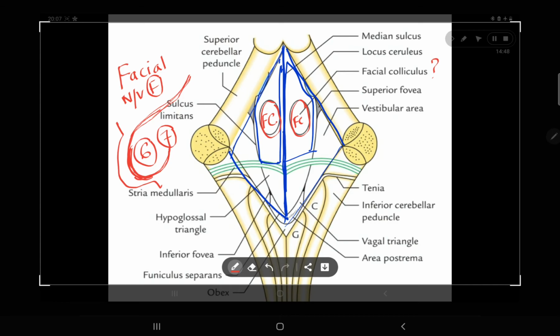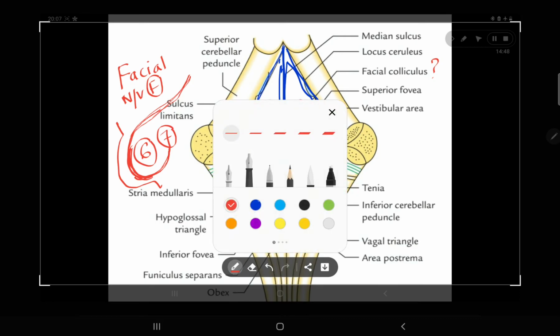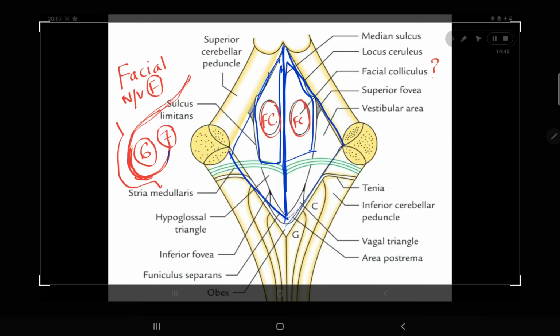So the facial colliculus is formed by the nerve fibers of the seventh nerve, but which structure is present deep to the facial colliculus? You can see the fibers arching around the sixth nerve nucleus, and deep to it is your sixth nerve nucleus. Okay, so now clinical aspects: first damage to this facial colliculus. First damage what? Not the sixth nerve nucleus. First it damages the fibers of the seventh nerve, and then it damages the sixth nerve nucleus.